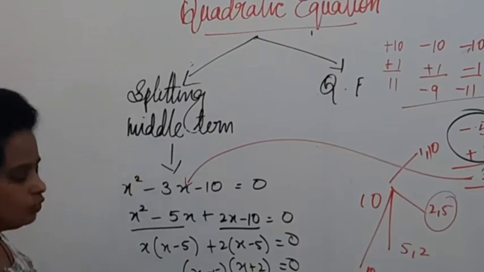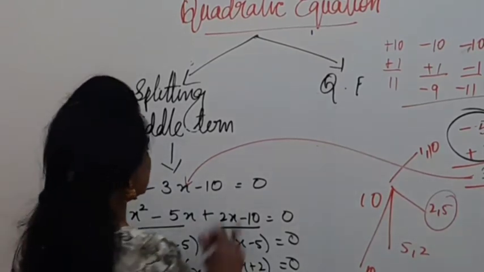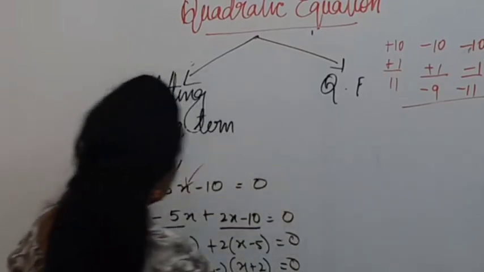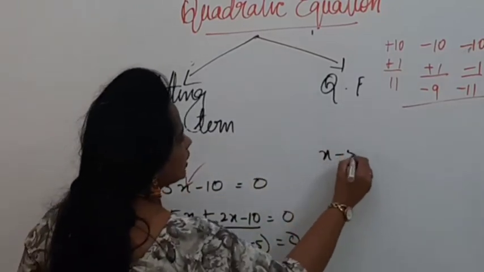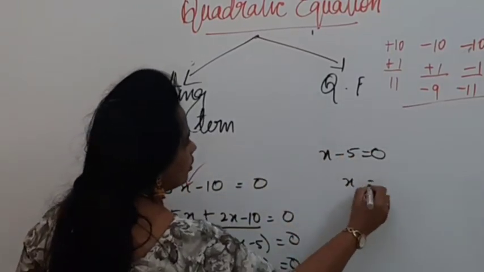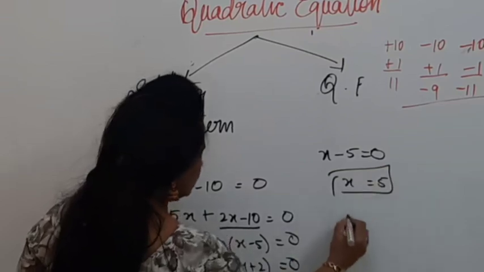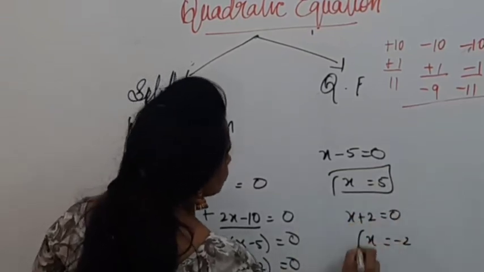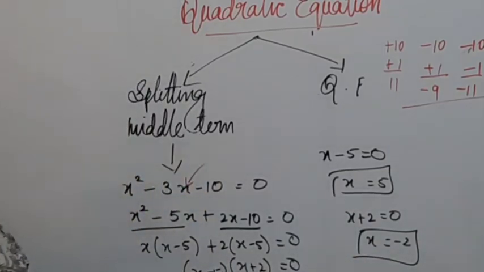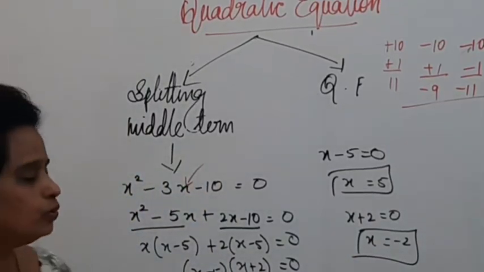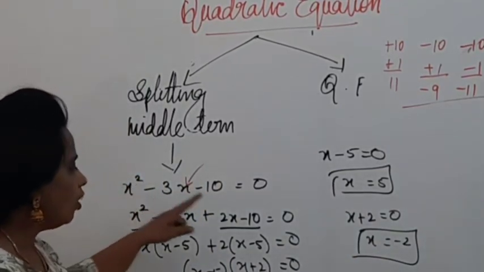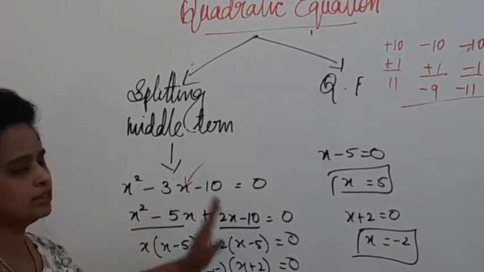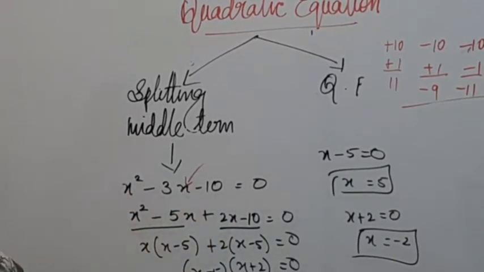Equate each one, so you get the solutions such that x minus 5 is equal to 0, x is equal to 5. So it is one solution, and x plus 2 is equal to 0, x is equal to minus 2. This is another solution. So I found the 2 solutions for this quadratic equation, which is x squared minus 3x minus 10 is equal to 0.